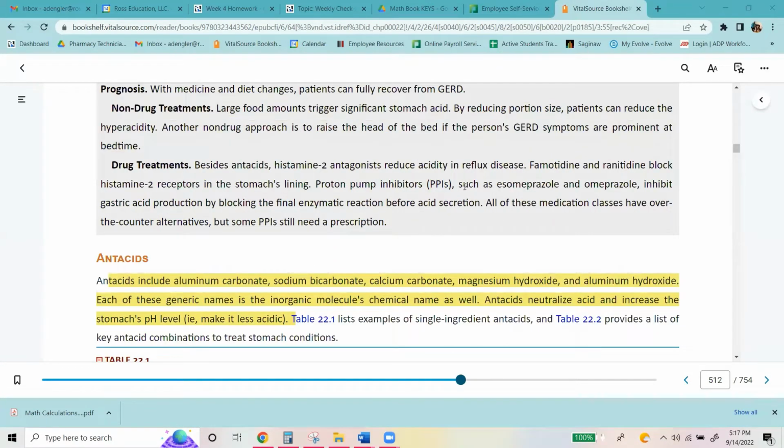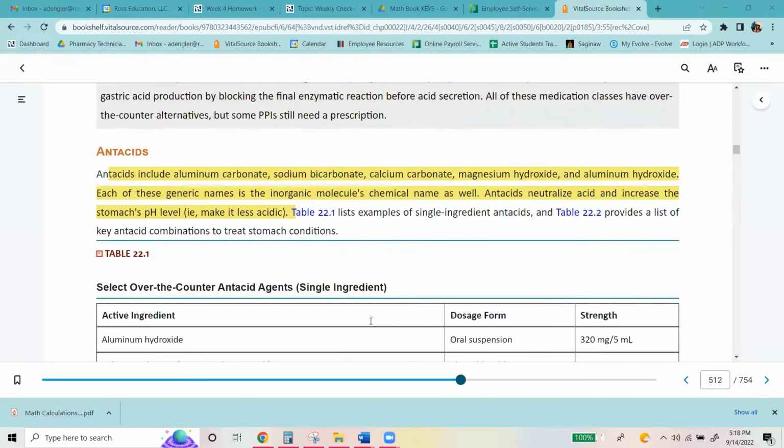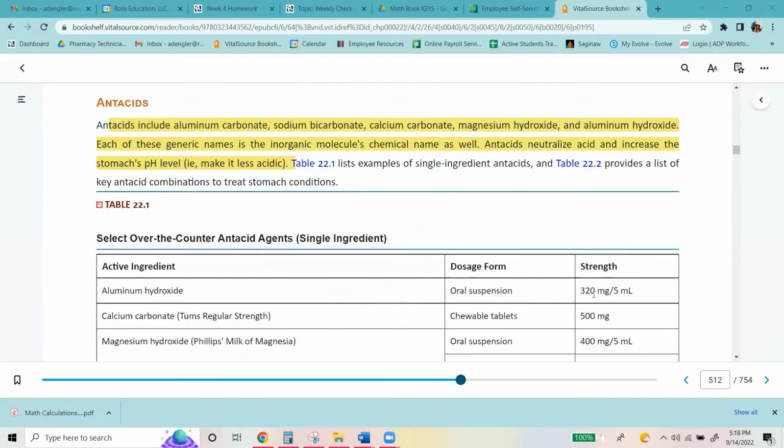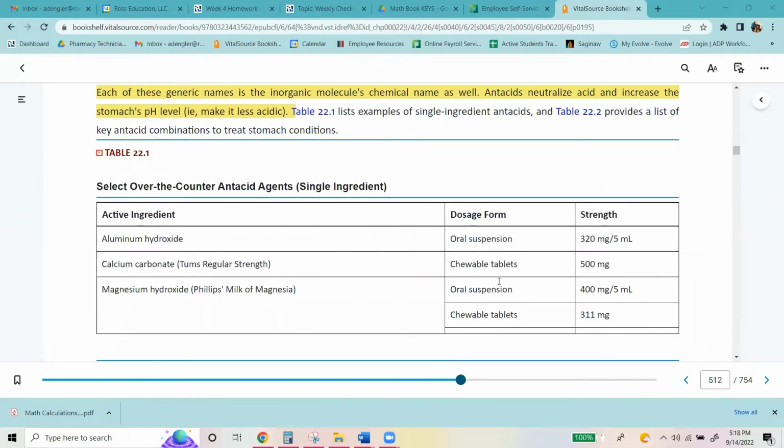Antacids include aluminum carbonate, sodium bicarbonate, calcium carbonate, magnesium hydroxide, and aluminum hydroxide. Each of these generic names is the inorganic molecule's chemical name. Antacids neutralize acid and increase the stomach's pH level to make it less acidic. Table 22.1 lists examples of single ingredient antacids. So just kind of said that. Tums is calcium carbonate. Milk of magnesia is magnesium hydroxide.